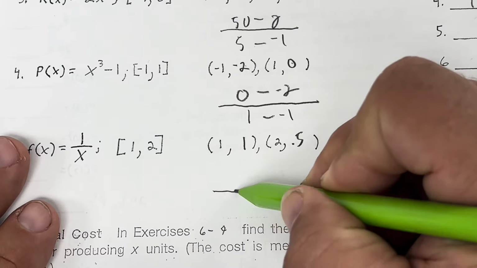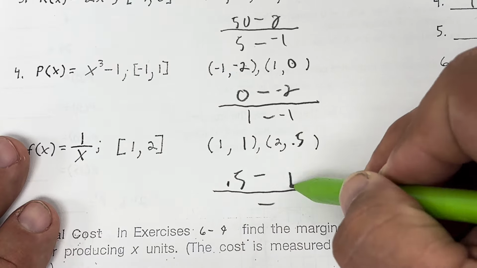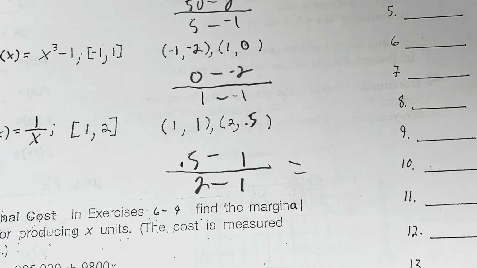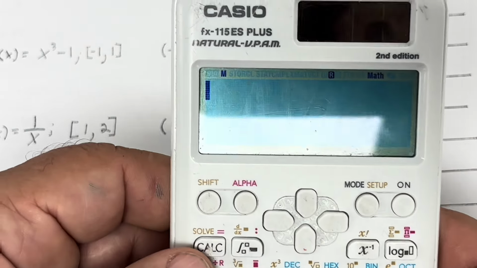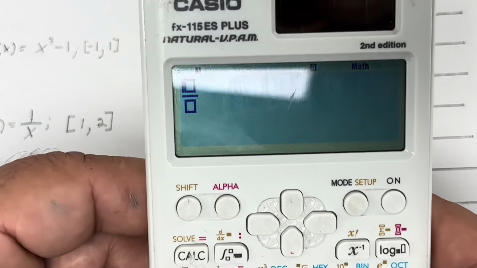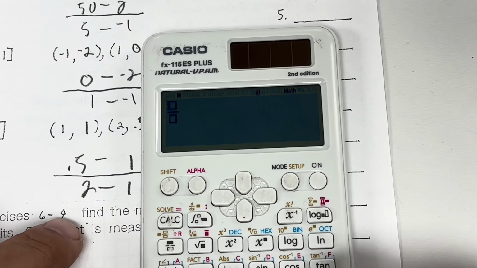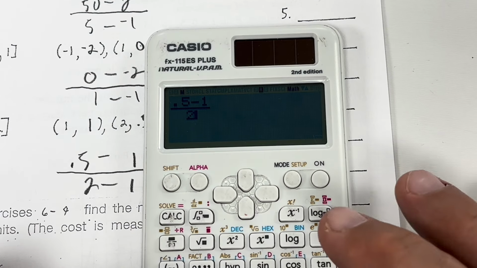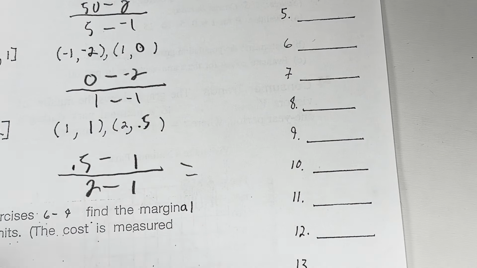Going to set up my average rate of change, which is just a slope. So 0.5 minus 1 over 2 minus 1. And that's going to equal, hit my mode 1 fraction bar. And then we'll type it in like it looks. 0.5 minus 1 over 2 minus 1. It gives us a slope of negative 1/2. And I'll just write it down.